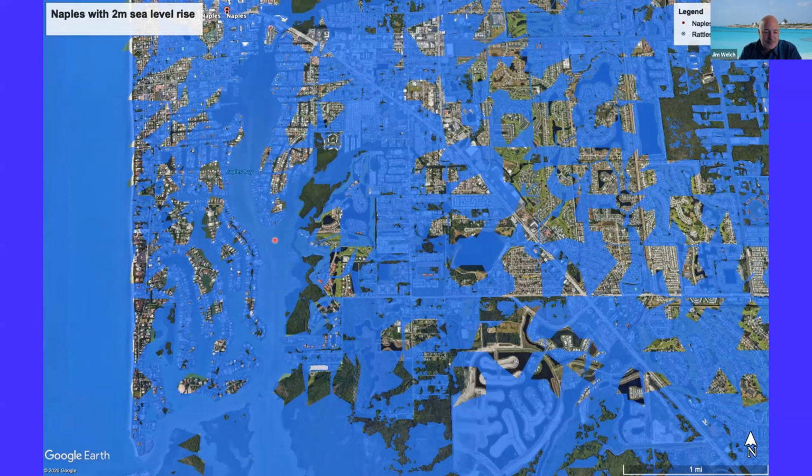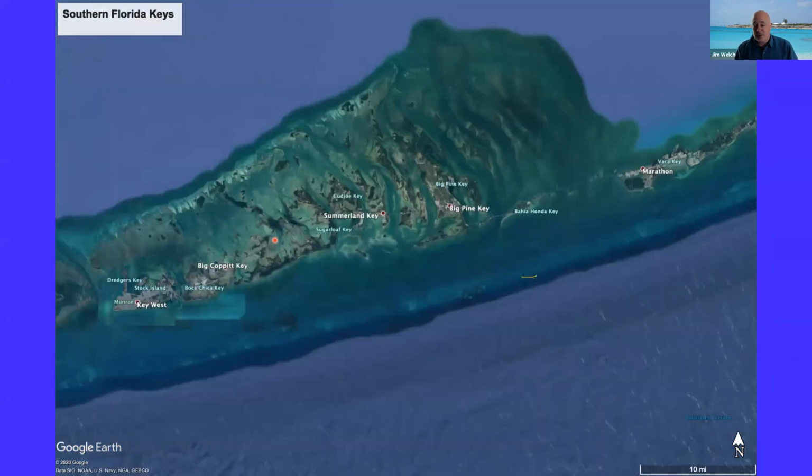So much of South Florida is really low elevation. And so Florida is pretty vulnerable to sea level rise. For those of you who are fans of the Florida Keys, this is just a satellite photo of the Florida Keys. And the Florida Keys are very low-lying islands.